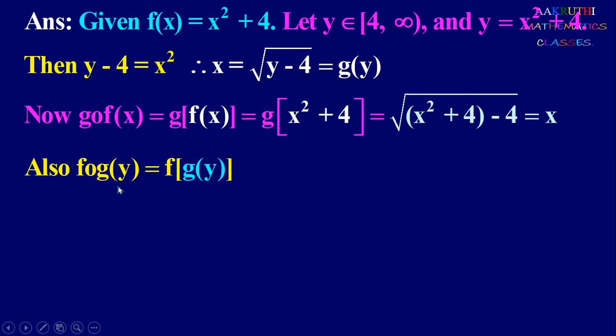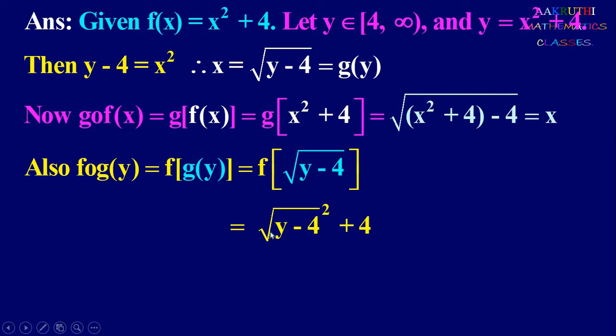Next we find f composite g of y. So it is f of g of y, and g of y is root of y minus 4. So it is f of root of y minus 4. Now it is of the form f of x, and here f of x is x square plus 4, but in place of x you have to write root of y minus 4. So therefore it is root of y minus 4 whole square plus 4. Square root cancels, remaining is y minus 4 plus 4. Again 4 cancels, remaining is y. So therefore f composite g of y is y.